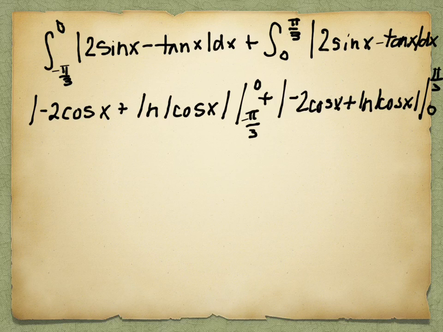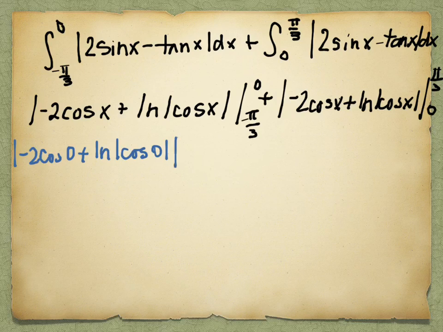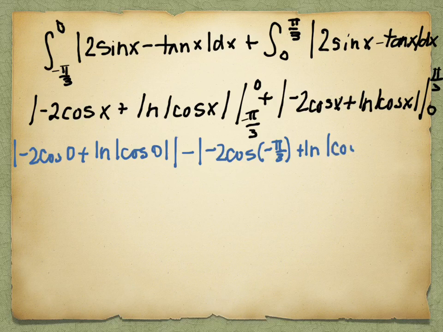So let's take a look. Let me get another color. All right, so I'm going to do negative 2 cosine of 0 plus the natural log of the cosine of 0, all that absolute value, minus the absolute value of negative 2 cosine of negative pi over 3 plus the natural log of the absolute value of the cosine of negative pi over 3. That is half of the problem.